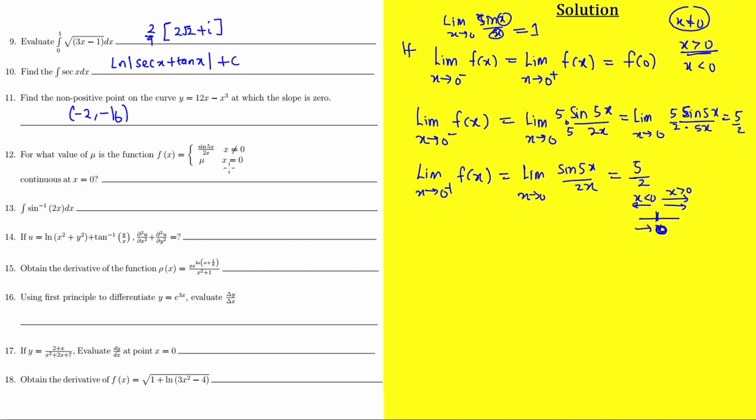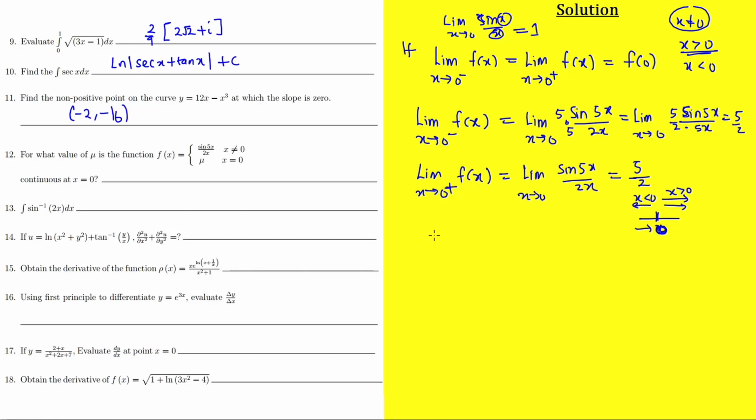I wish I had a lot of examples to explain, but I just assume you guys understand what I'm saying from here. So here will still give us 5 over 2. Now what do you notice? You notice that the left limit is still the same thing as my right limit.